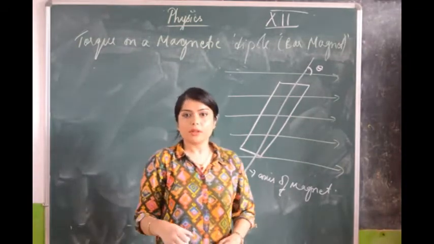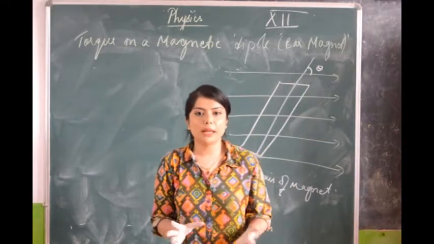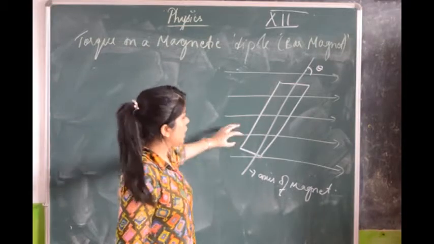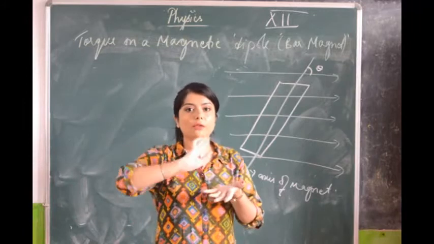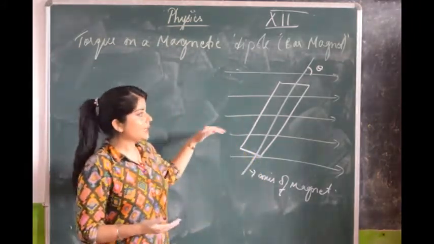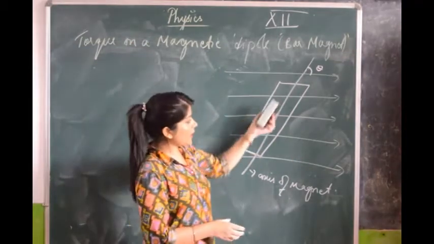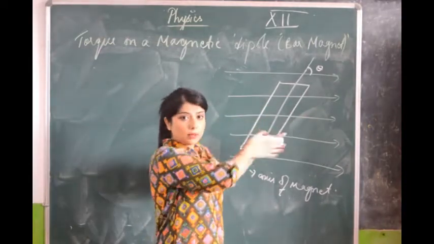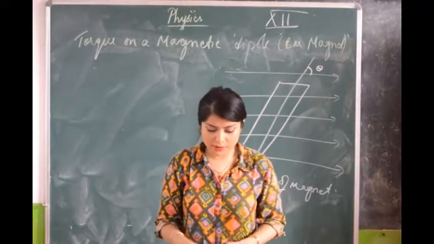Now I have told you that when we bring a bar magnet into a space region of a uniform magnetic field, the bar magnet will itself rotate. The torque will be formed over there and it will align itself parallel to the magnetic field. That is what happens when you bring a magnet in a magnetic field.